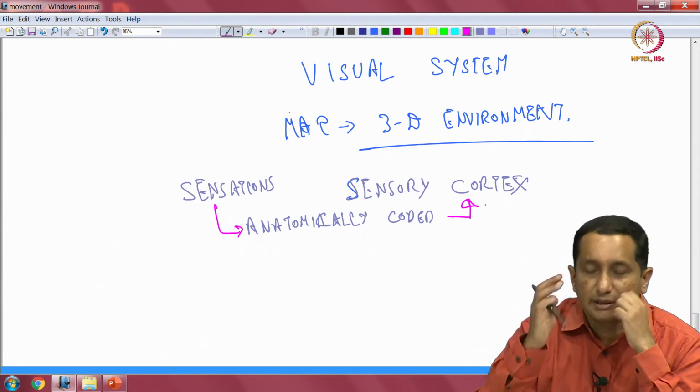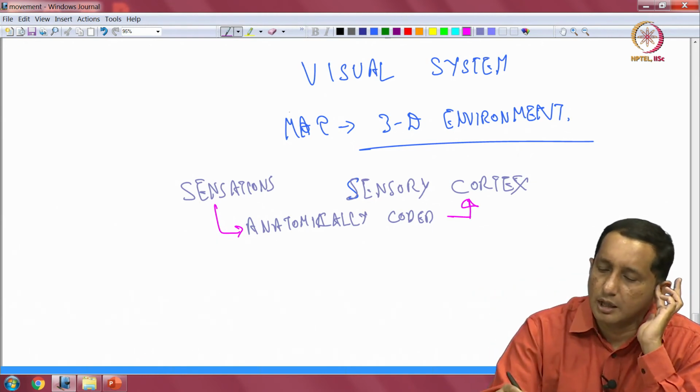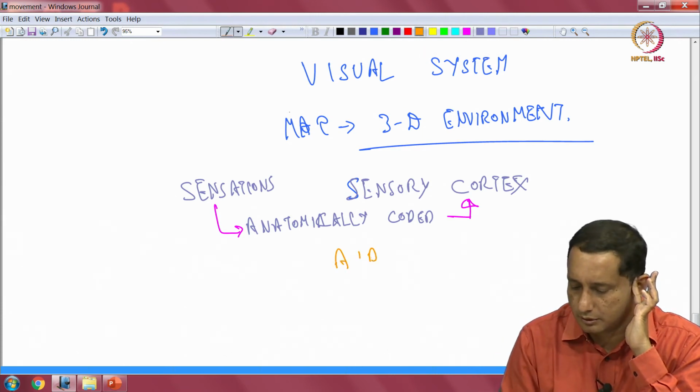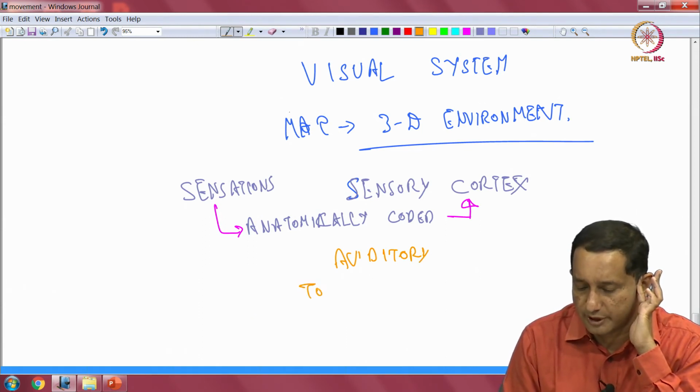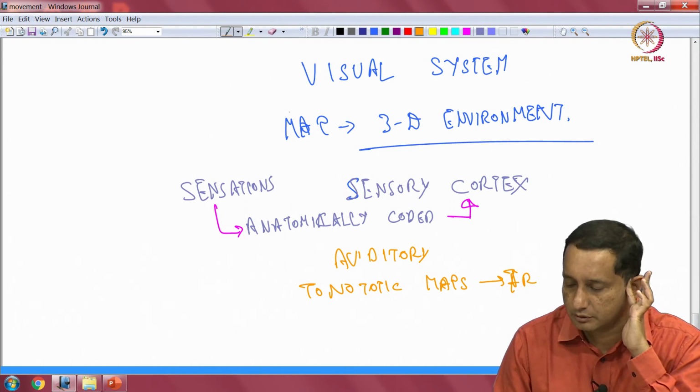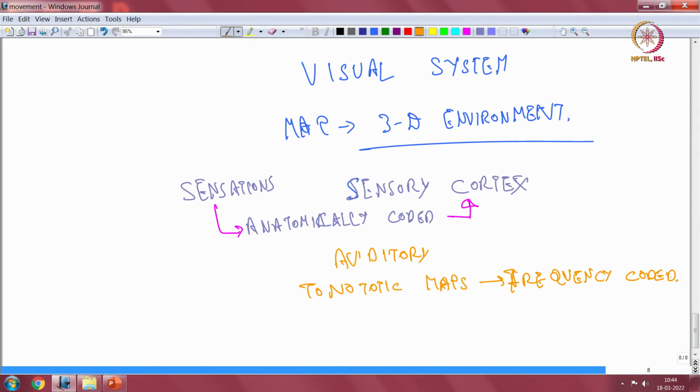And that goes into specific representations of the sensory cortex. Auditory: I spoke about tonotopic maps, which is frequency coded, and also intensity coded. So, intensity can in turn result in an auditory map.